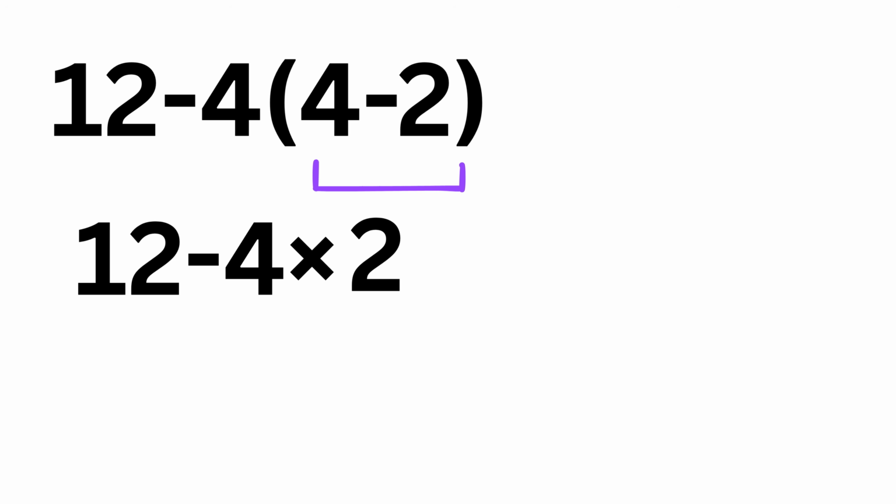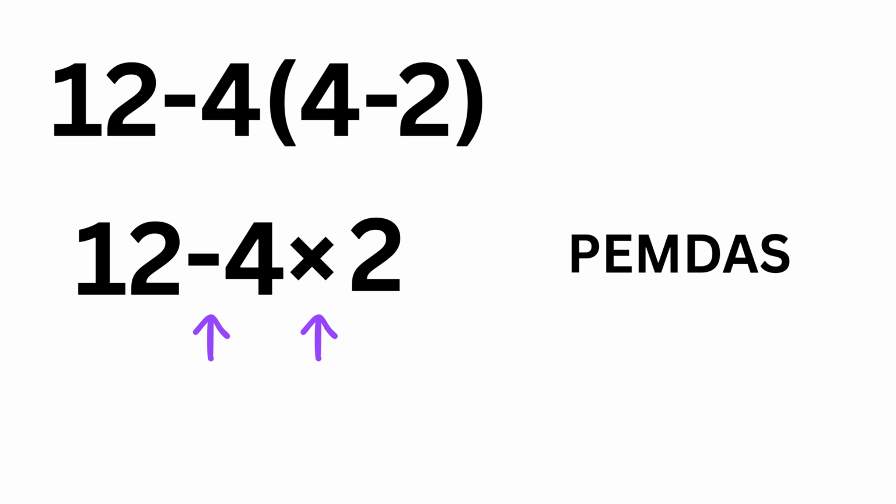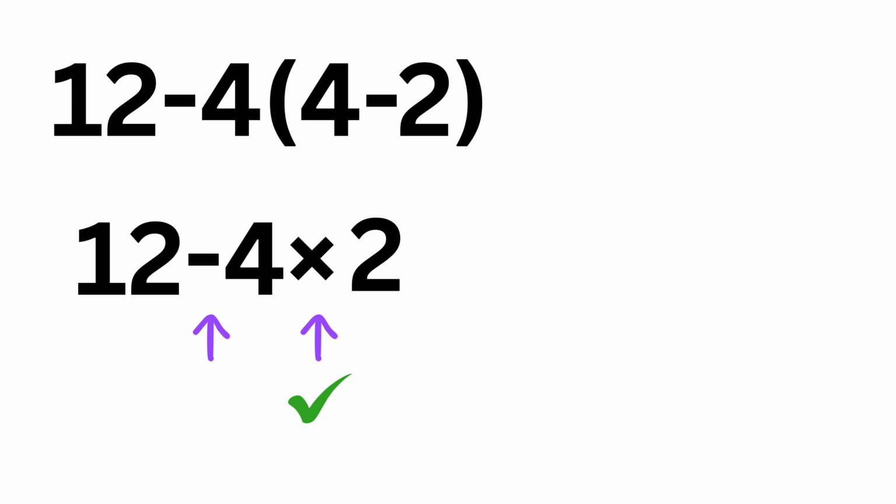So first, inside the parenthesis, we have 4 minus 2, which equals 2. So we have 12 minus 4 times 2. Now, we have one subtraction and one multiplication. Here, multiplication comes before subtraction. So in this step, we have to do the multiplication.